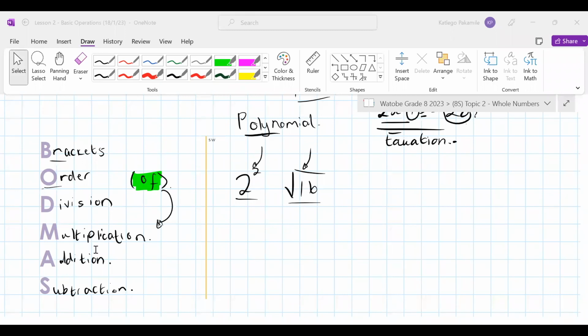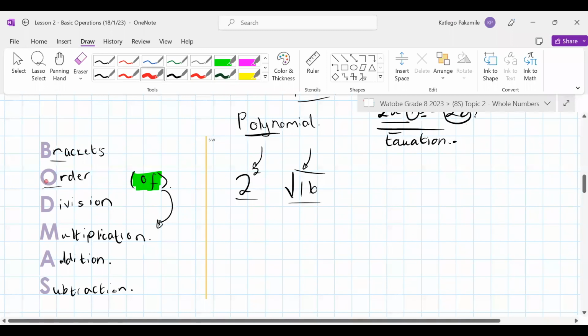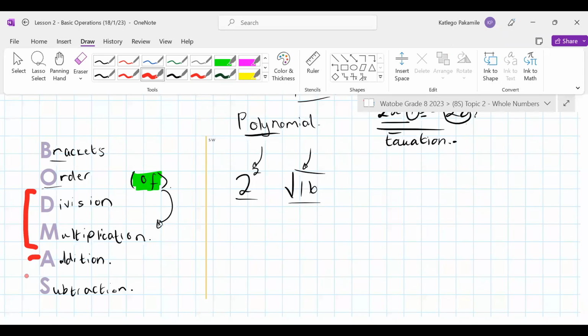And then I'm pretty sure everyone knows what division, multiplication, adding, and subtracting is. But I'm going to do this with my bodmas. Because sometimes we group division and multiplication together because it does not matter in which order we do them.